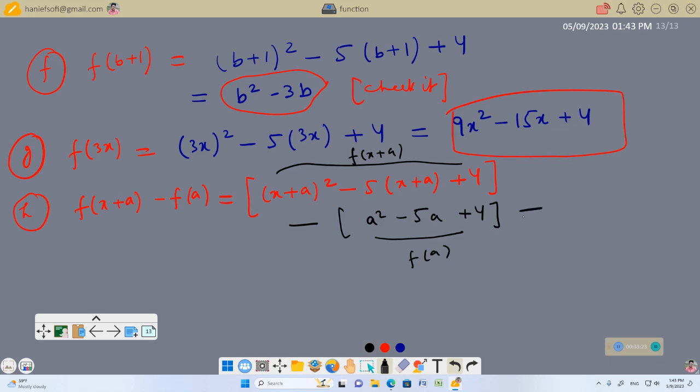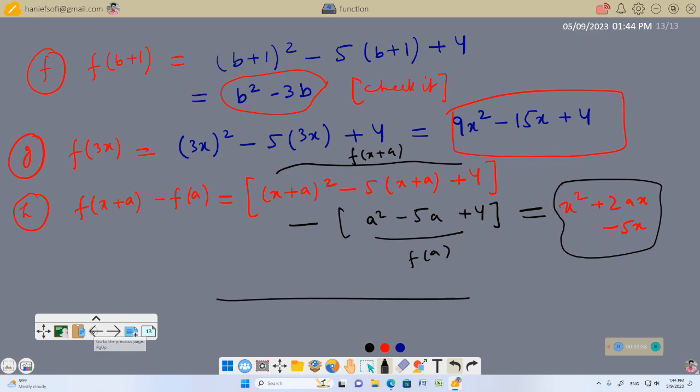It turns out to be, let me write this in red, x square plus 2ax minus 5x. We encircle it. This is my f of x plus a minus f of a. X square plus 2ax minus 5x. So I stop here.